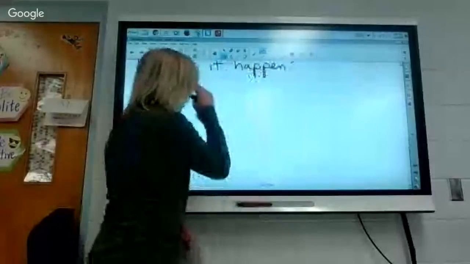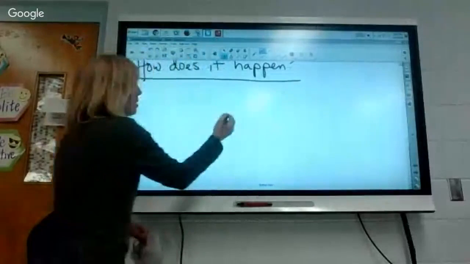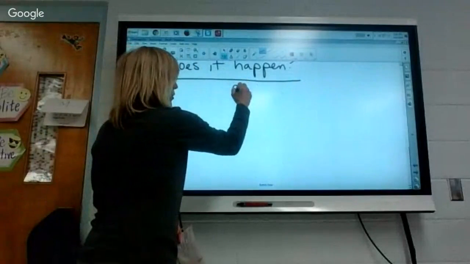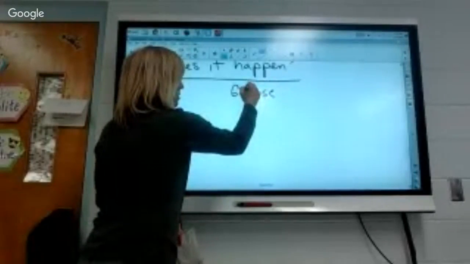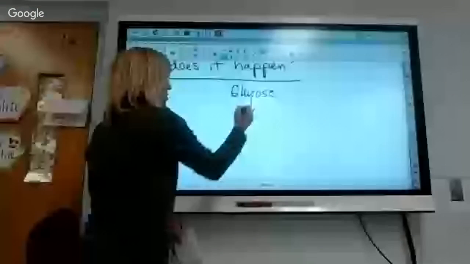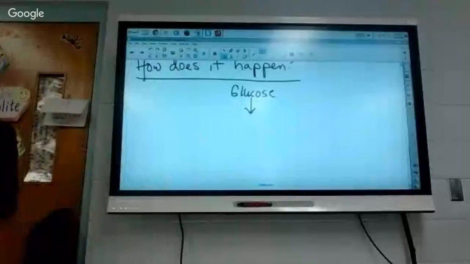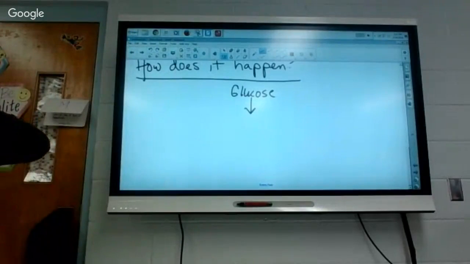Okay. So let's start with, so glucose comes in like this. So glucose comes in from the bloodstream. We'll look more at the details. This is really just an overview so we can look at the details on the back.